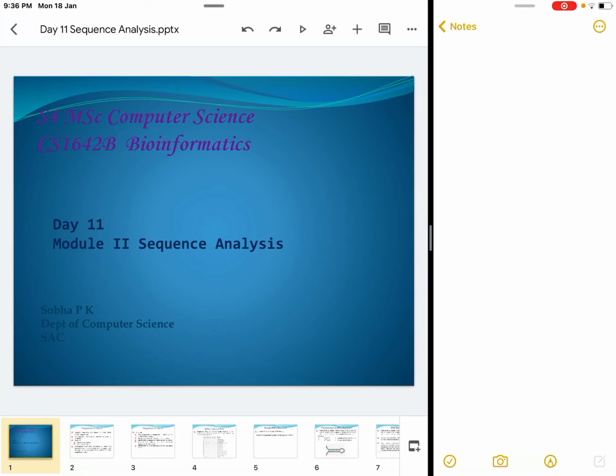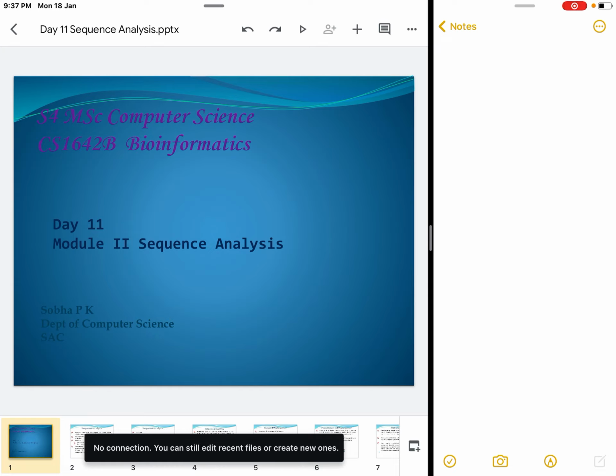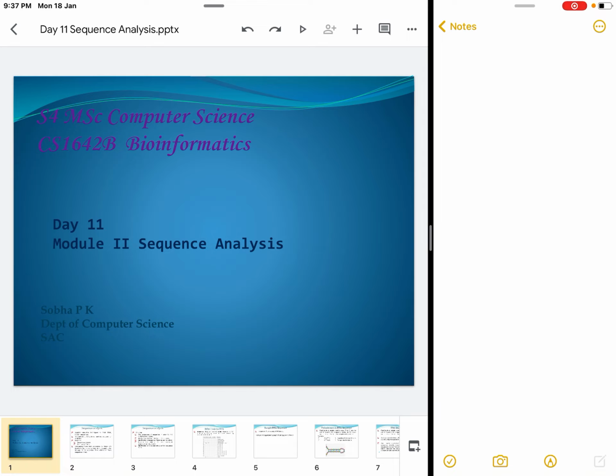In the last sessions, we have seen the biological foundations of bioinformatics. We have seen the configuration of the cell, the cell structure, different classifications of cells, and more importantly, we have seen the DNA, RNA, and protein formation inside the cell division. So now we are going to the computational part of bioinformatics.